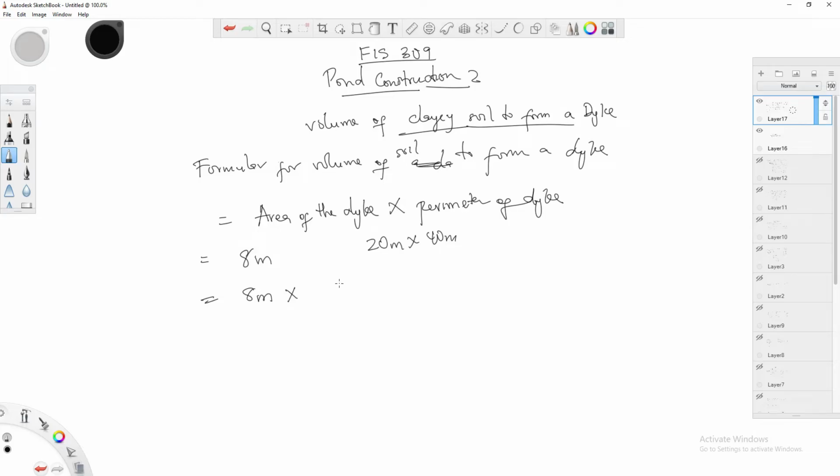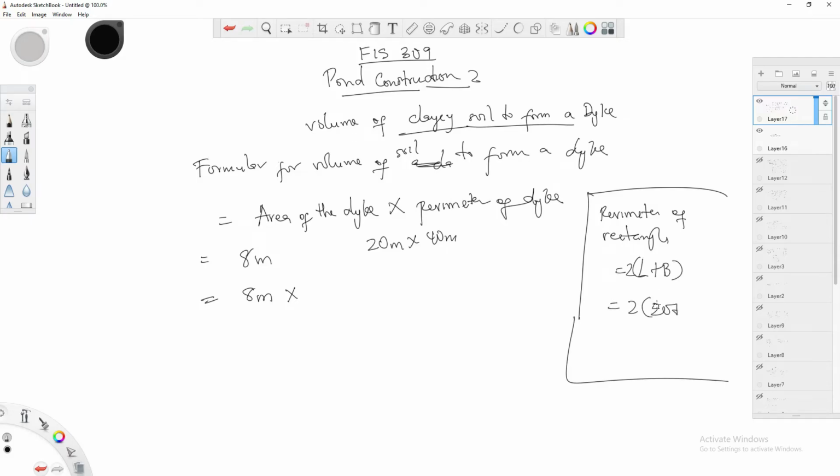Since this is a rectangular block, the perimeter of a rectangle, that's from mensuration, what we did in elementary mathematics, equals 2 times length plus breadth. So that means 2 times (20 plus 40), which is 2 times 60, which is 120. So this will be times 120. Then, 8 meters squared times 120 gives 960 meter cube, which is the answer, the volume of soil that would form the dike.